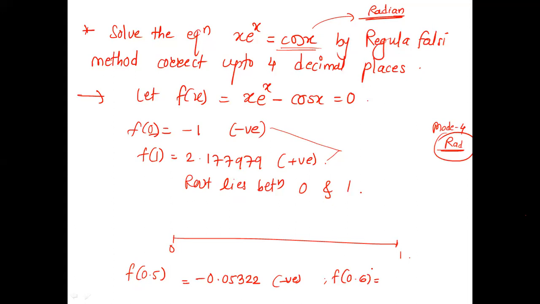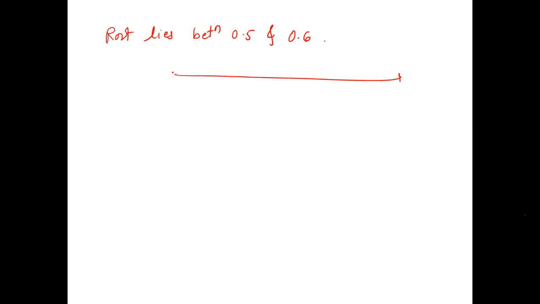Calculate x is 0.6, equal 0.267935. Correct. So this one is negative and this is positive. So the root lies between negative and positive, 0.5 and 0.6. So the root lies between 0.5 and 0.6.